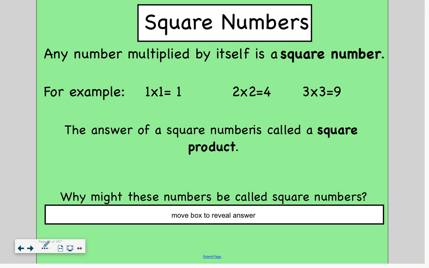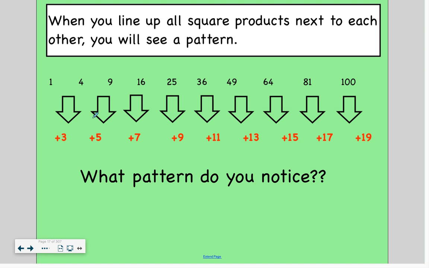Why might these numbers be called square numbers? They make a square array. So our numbers 1, 4, 9, 16, 25, 36, 49, 64, 81, 100 are all square numbers because 1 times 1 makes 1, 2 times 2, 4, 3 times 3, 4 times 4, 5 times 5, 6 times 6, 7 times 7, 8 times 8, 9 times 9, 10 times 10, and you can go on.